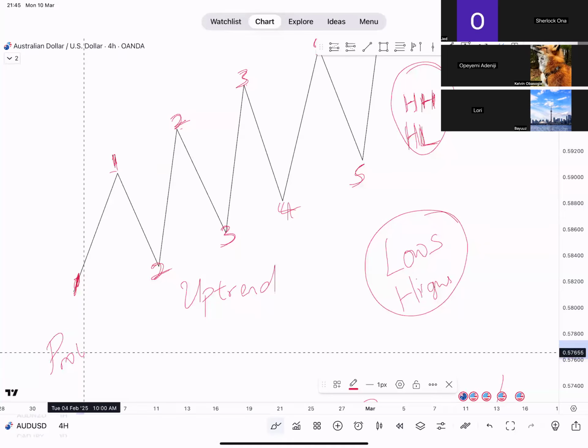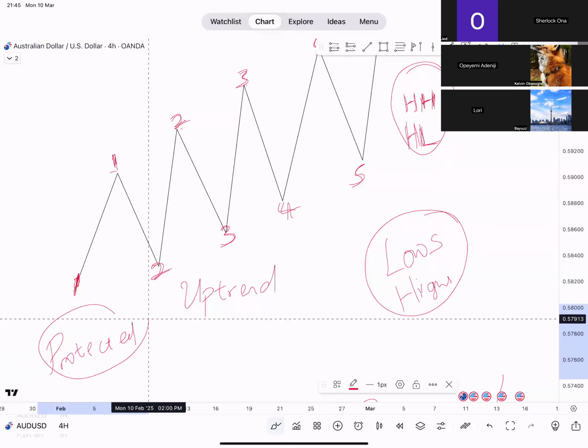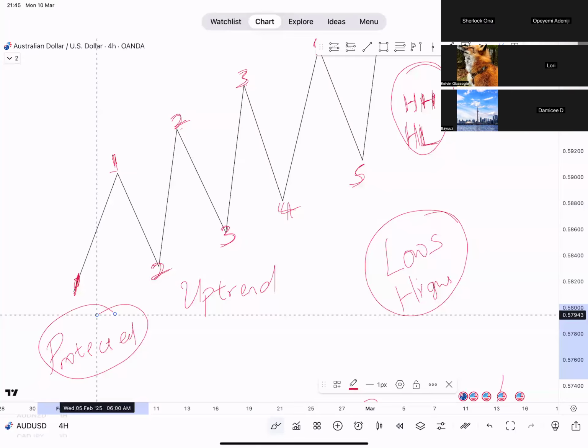The lows in an uptrend are what? Protected. Because you are anticipating that every new low will not go below the previous one. Every new boss will not kill the previous boss. So every previous boss is protected. They are sure of their lives, right? Low 2 will not go below low 1, which means that low 1 is protected now. Low 3 will not go below low 2, which means that low 2 is protected.